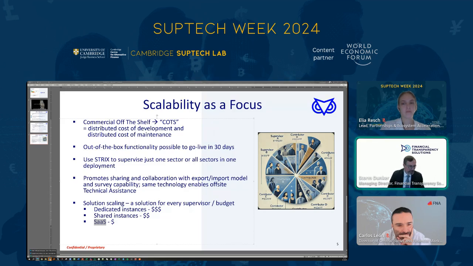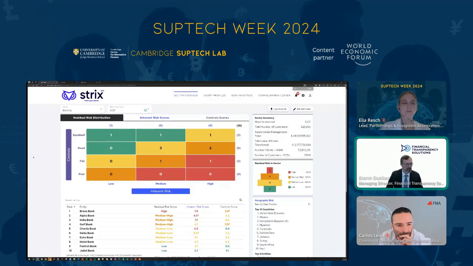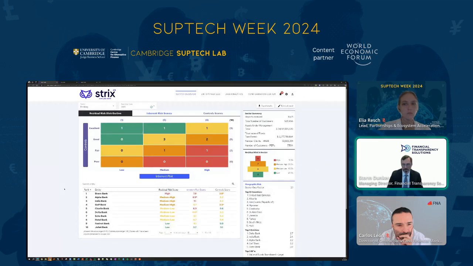Jumping into a live demo, we're going to look at the results. This is actually kind of the end of the process, a dashboard, a heat map showing inherent risk versus controls and giving you residual risk. We have our demo banks here. They've been risk rated. There's one that's high inherent risk and fair controls, and that one is at the top of the risk demographic pyramid.